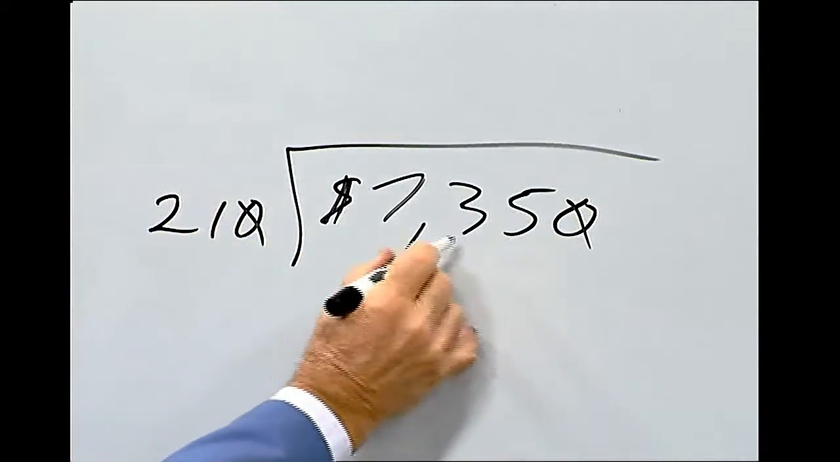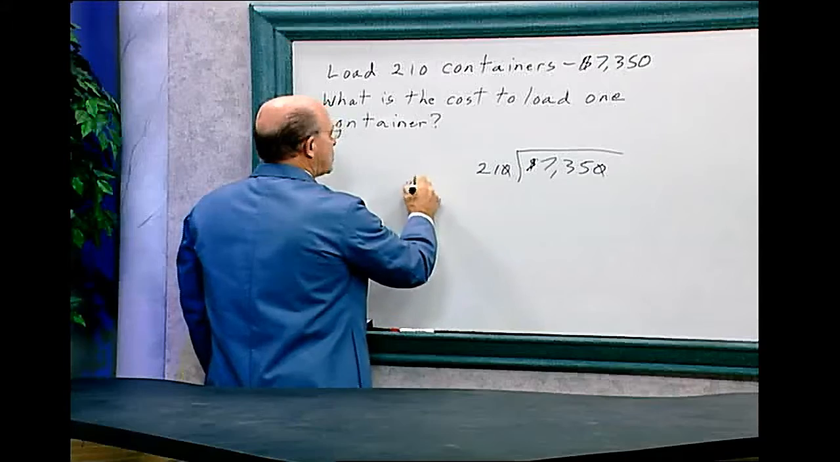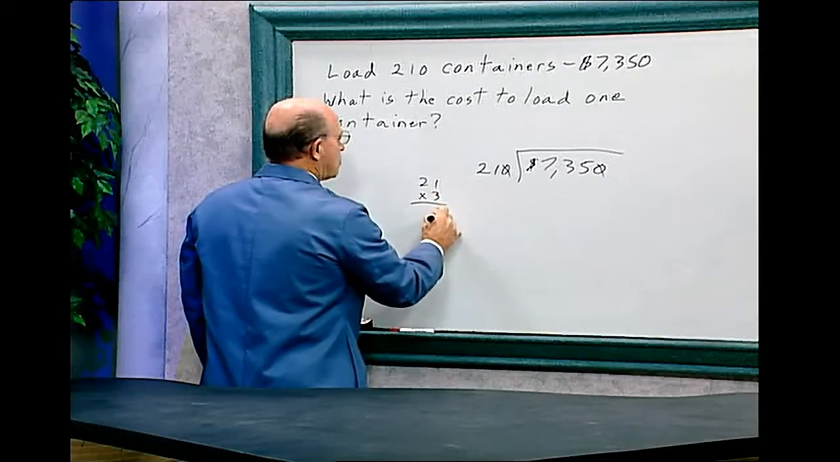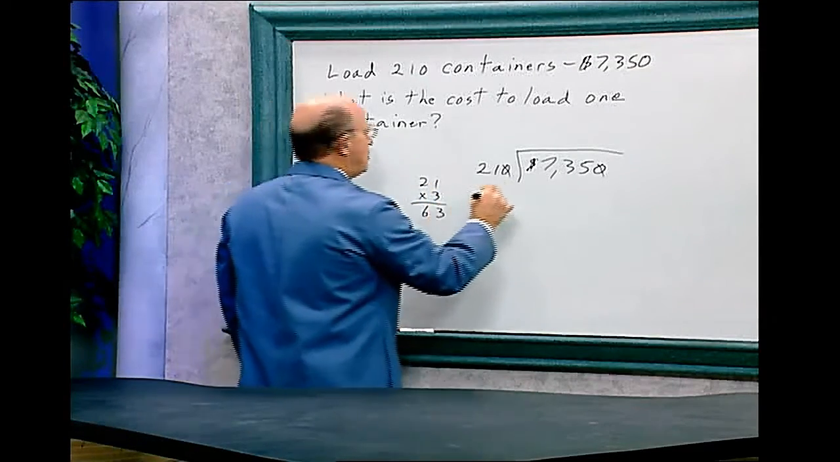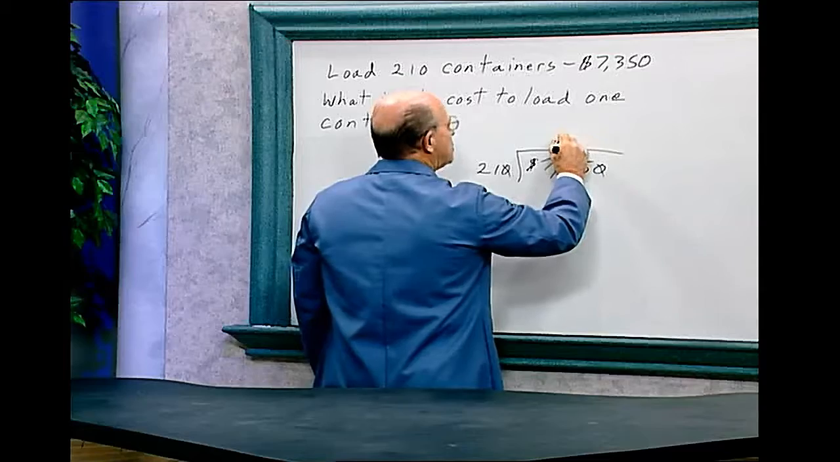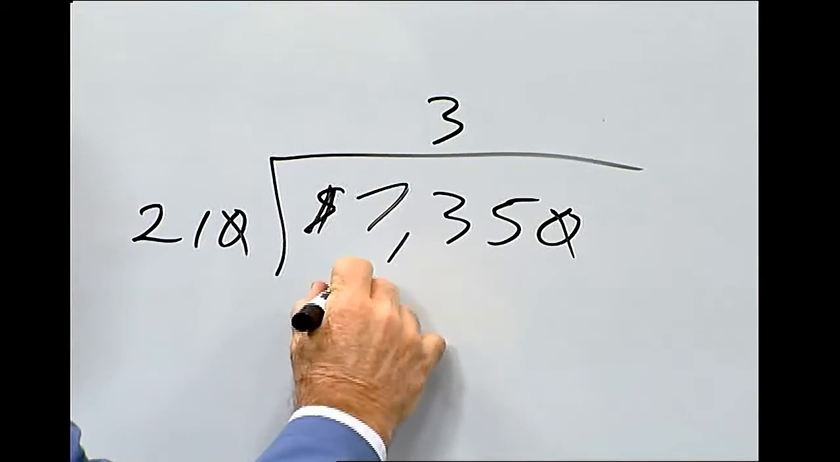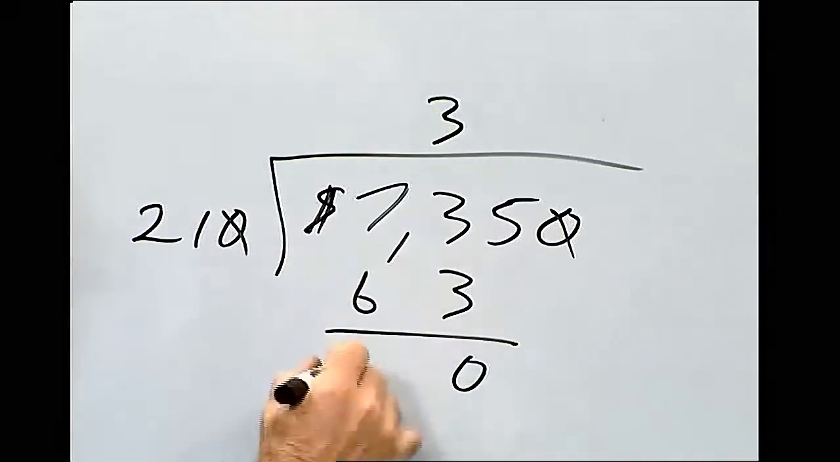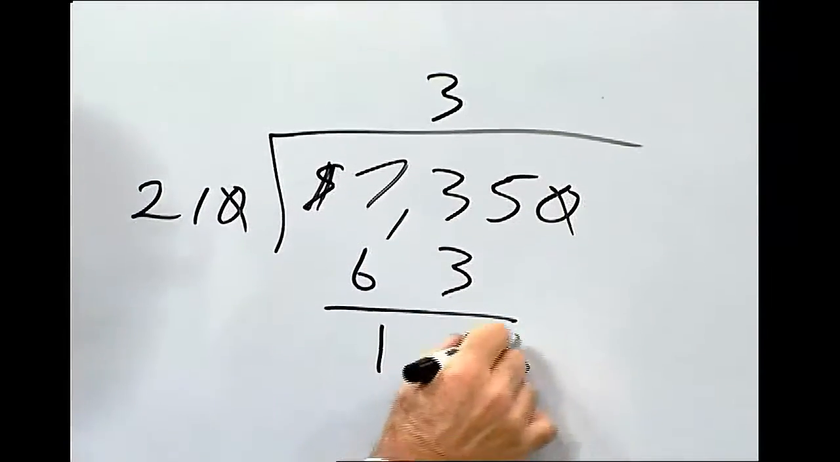21 goes into 73. Looks like 3 times. 21 times 3 equals 63. So put the answer right above this here, 3. So 63, subtract, 0, 1. Bring down the 5.